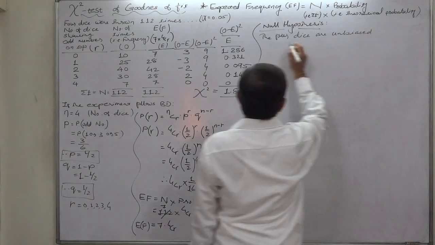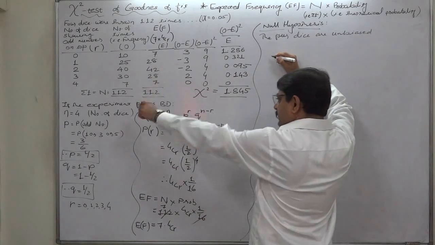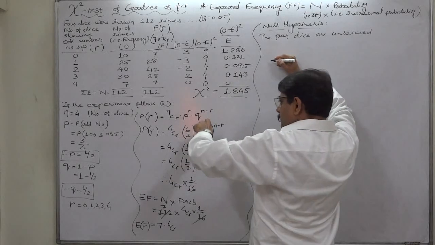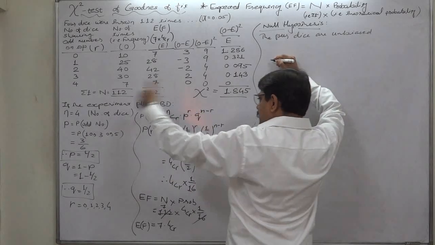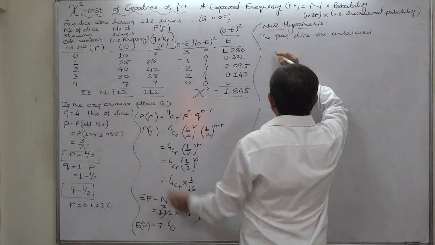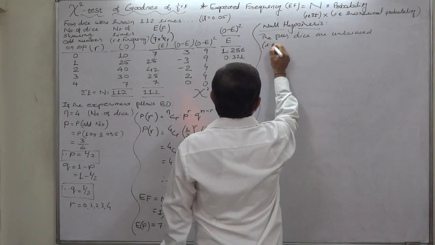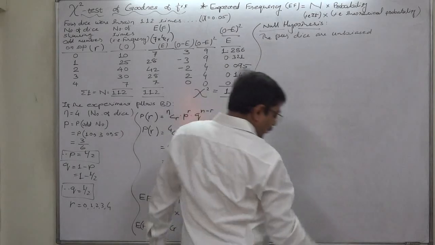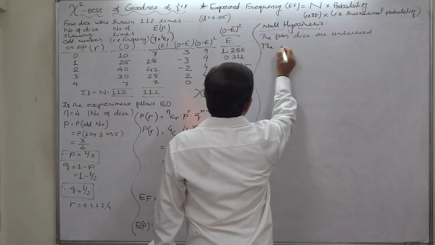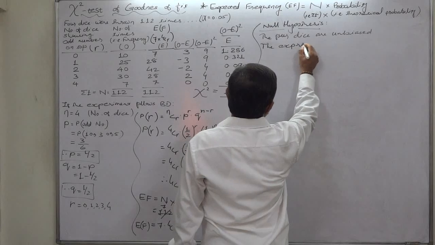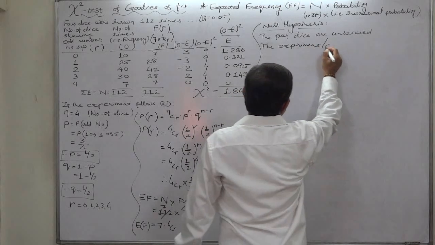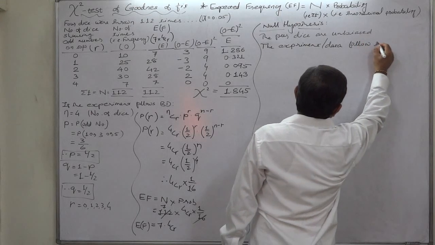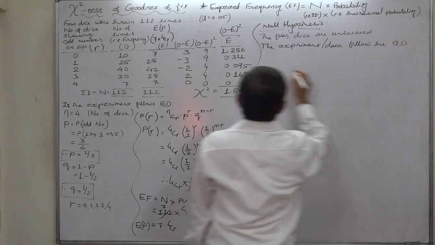And since we have calculated probabilities, or since the experiment follows binomial distribution, or rather satisfies all the conditions of binomial distribution, we also take the hypothesis as the experiment, or the data of the experiment, follow the binomial distribution.